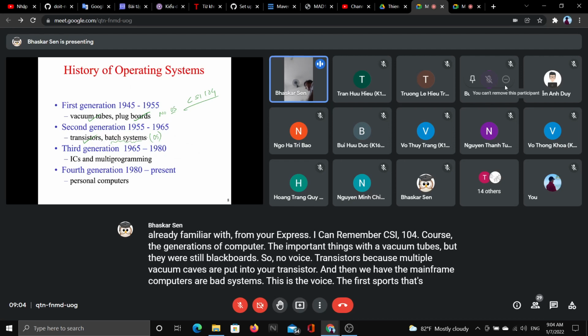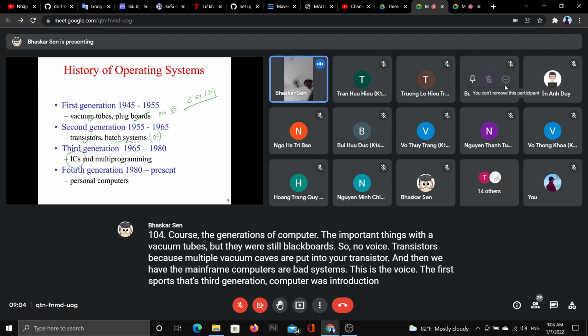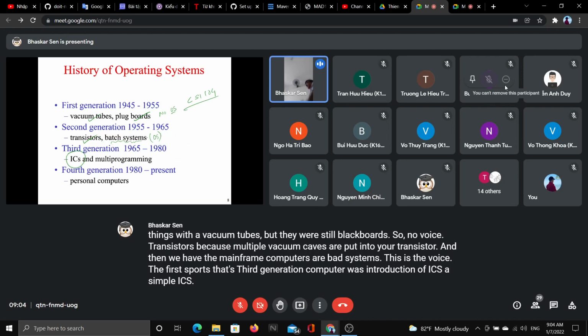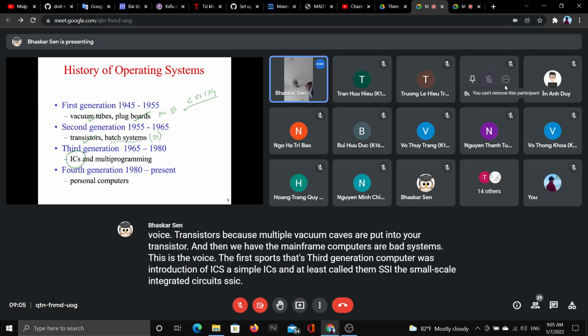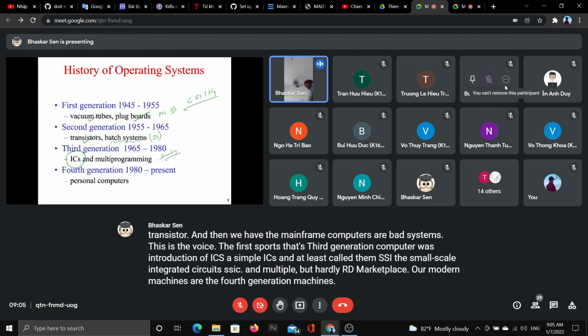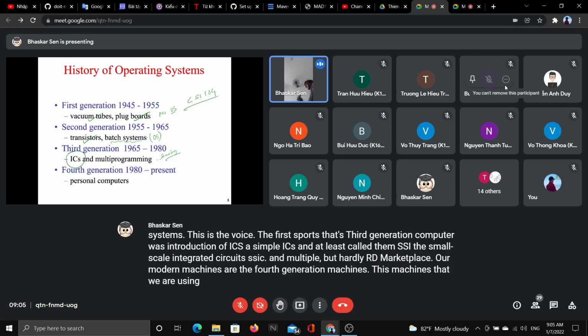The third generation computer was the introduction of ICs, the simple ICs. We used to call them SSI, the small scale integrated circuits, SSICs. Our modern machines are the fourth generation machines. These machines that we are using every day, these are fourth generation computers.